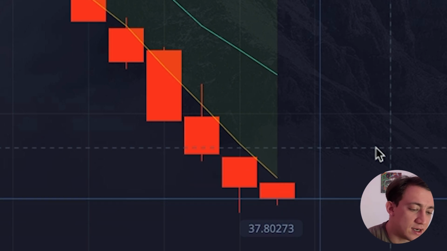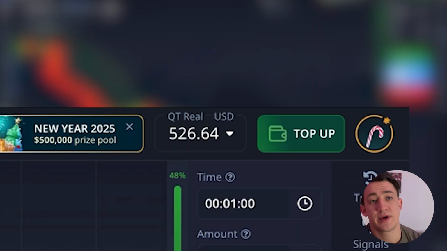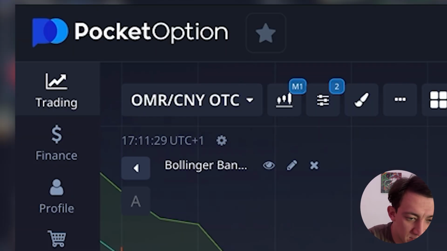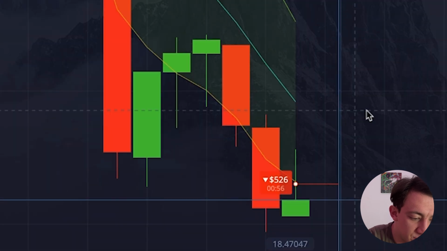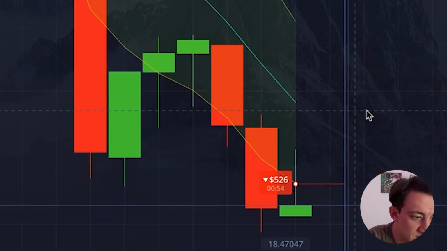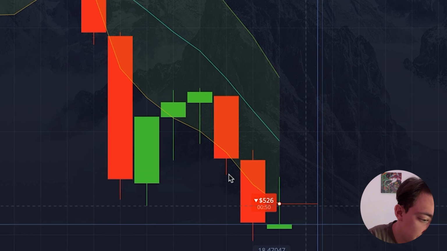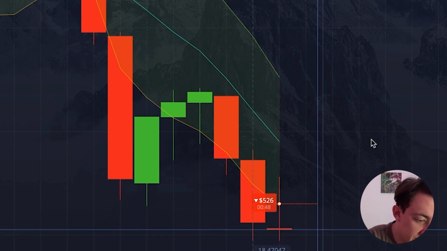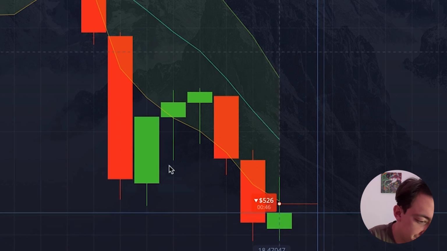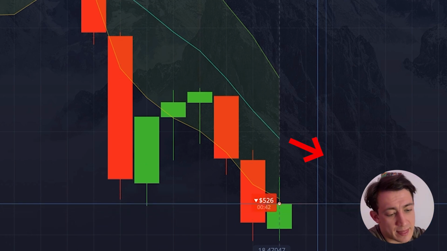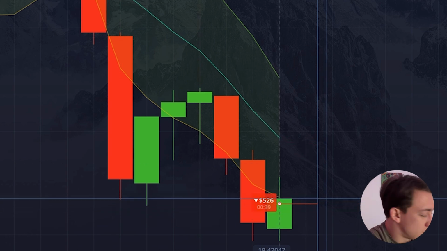And we get our profit, $526, guys. It's looking very good. And I entered the OMR/CNI currency pair, and I entered a downward position, and let me explain everything in detail. If you're watching the Bollinger Band indicator, it shows us three lines, and those three lines are directed to a down position, and it was a good signal to enter a downtrend.